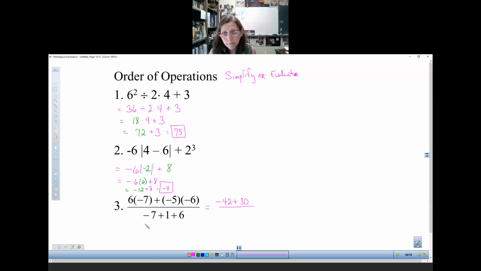In the denominator, we can only do two numbers at a time, so I'm going to do these in pieces. So I have negative 7 plus 1, so I'm going to start off with this sum. And so negative 7 plus 1 is going to give me a negative 6 plus 6. In the numerator, I have a positive and a negative that I'm adding together, so I'm going to have a negative 12. And in the denominator, I get 0. And negative 12 divided by 0 is not possible. Hopefully you all wrote that on your paper.